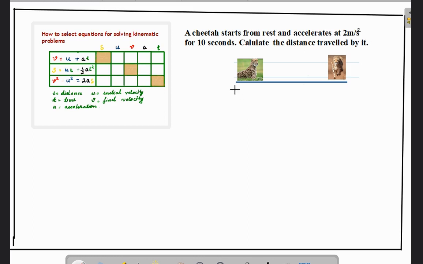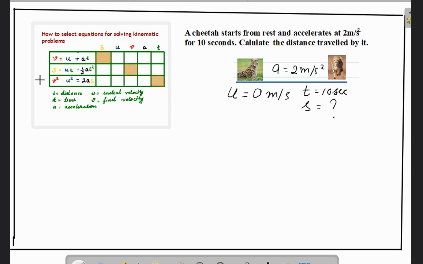As you can see, it says the cheetah starts from rest, and we remember when the body is at rest, its initial velocity is 0 meter per second. Next, the body is accelerating at 2 meter per second square, and time is also given to us, that is 10 seconds. We have to calculate distance, which is represented by s. All the units are given in meter and second, so we do not need to change the units as they are already the same.